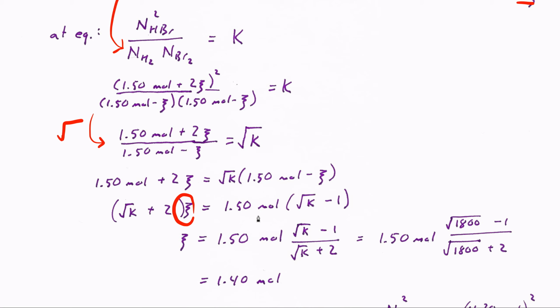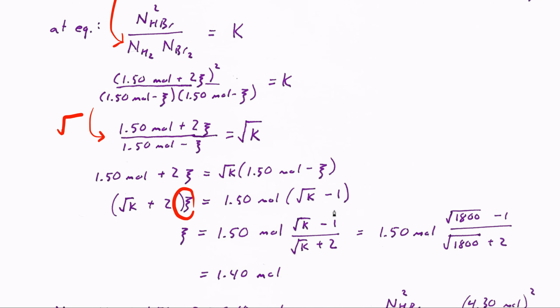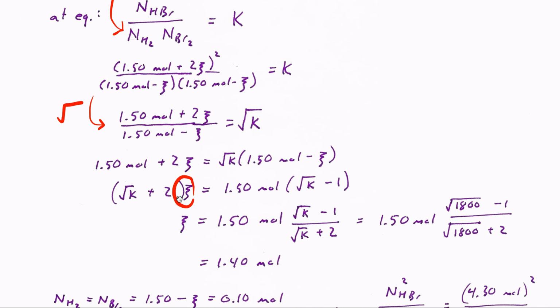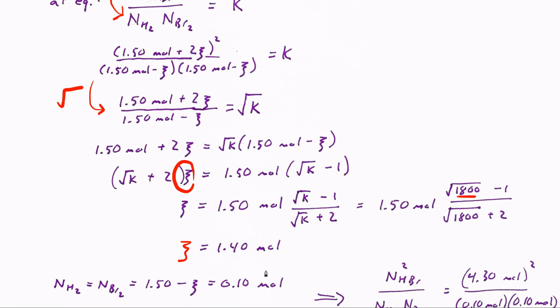And if I do the algebra correctly, I see that that's 1.5 moles times root K minus 1 on the right. Then just divide through by root K plus 2, and we find that squiggle is this quantity, 1.5 moles times root K minus 1 over root K plus 2. Now if I insert the value of K, 1800 for the equilibrium constant, and plug those numbers into a calculator, what I find is that the net amount, the extent of reaction, the amount by which the reaction has proceeded, is equal to 1.4 moles.